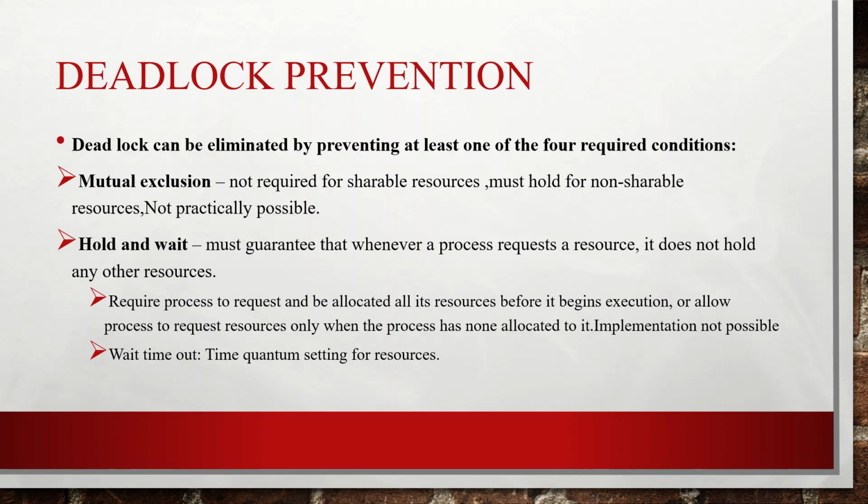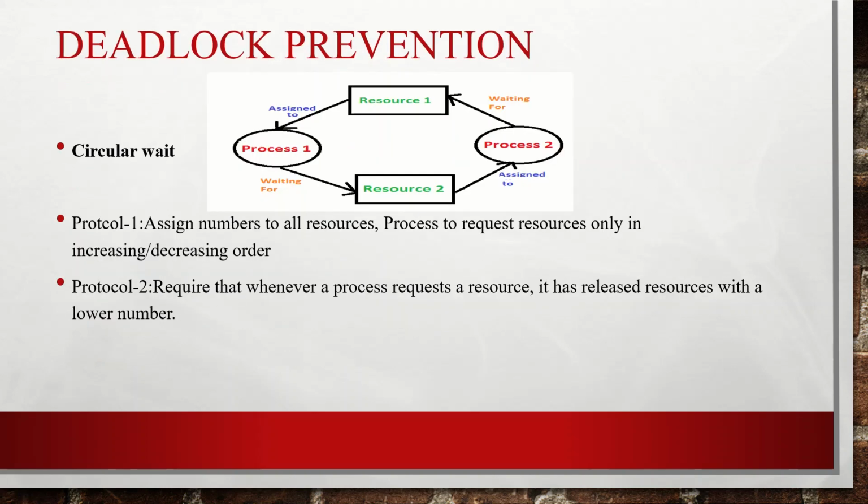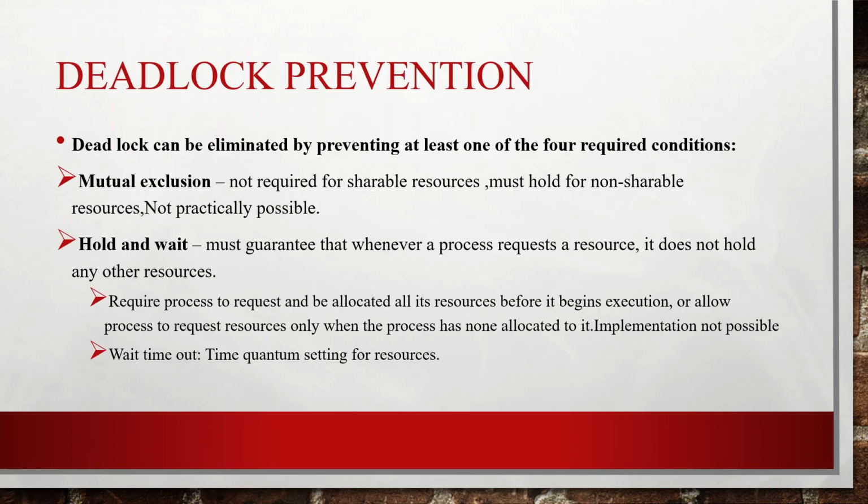So first is deadlock prevention. How you can avoid or prevent deadlock by the first method. Usually in this method, deadlock can be eliminated by preventing at least one of the four required conditions. Already we discussed the main four conditions for a deadlock: mutual exclusion, hold and wait, no preemption, and circular wait. These are the four required conditions to occur a deadlock, right?